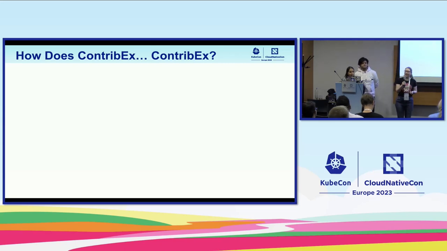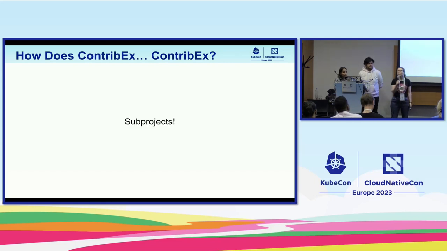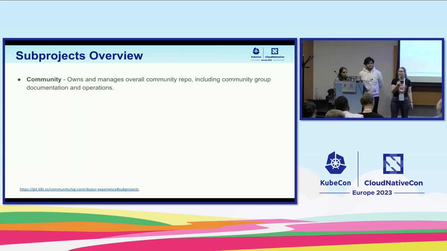But first, let's actually get into the meat of our presentation for today, talking about the Special Interest Group for Contributor Experience in the Kubernetes project. How do we do the work that we do, whatever that work is, if you are familiar or unfamiliar? The way that we do all of our work really is through subprojects. We break all of the stuff that we own in the project down into these subunits. And Priyanka is going to walk us through the first set.